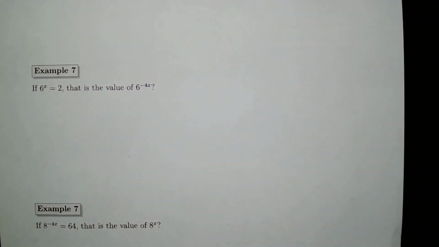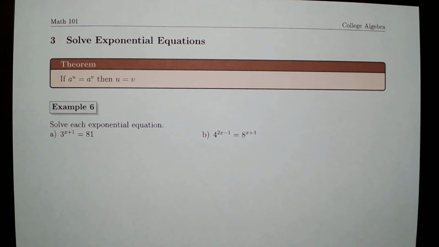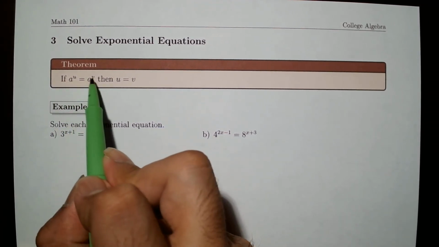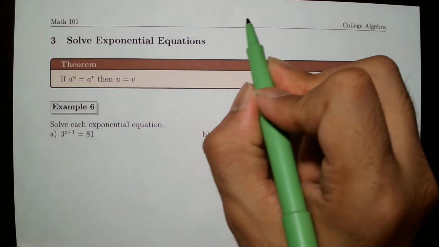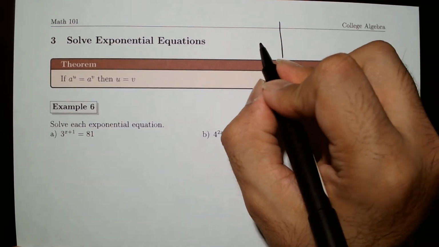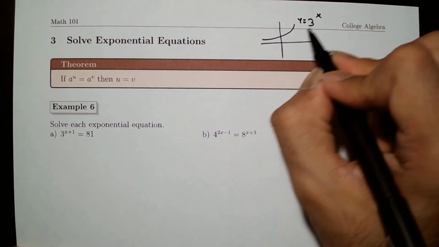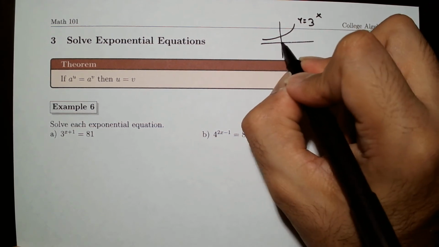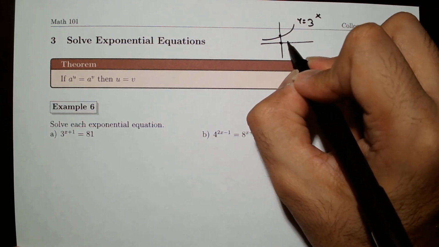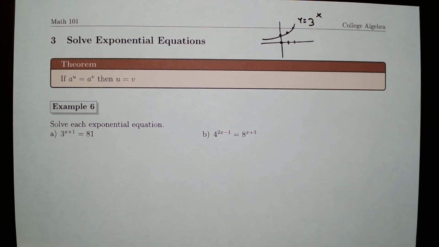The last of this section is to solve very basic exponential equations. So the fact that these functions are one-to-one, that is, for example, if I have y equals 3 to the x. If x equals 0, I'm going to get y equals 1. If x equals 1, I'm going to get y equals 3. If x equals 2, I'm going to get 3 squared, which is 9.